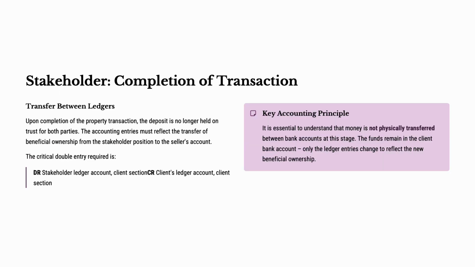So another thing is stakeholder completion of transaction. Once the transaction completes, the deposit is no longer held on trust. We record the transfer between client ledgers. So debit stakeholder ledger account client section and credit client ledger account client section. No physical money moves, but the record shows that the deposit belongs to the seller now.